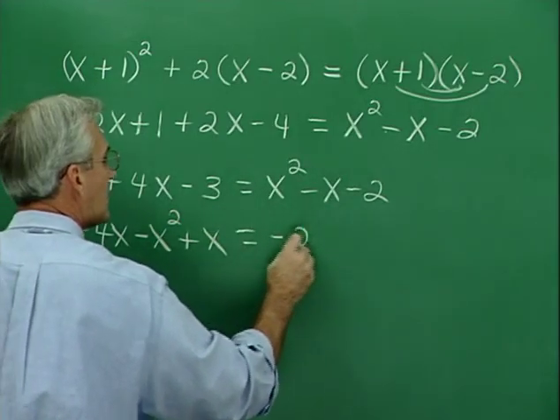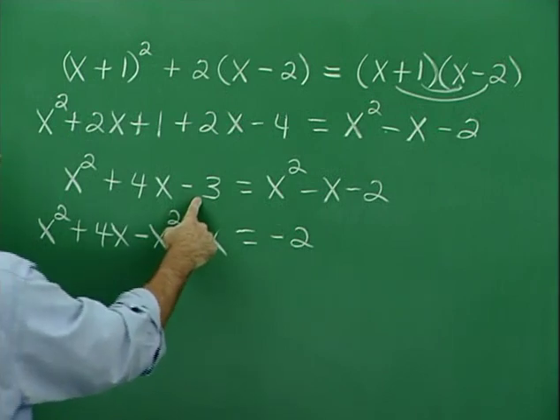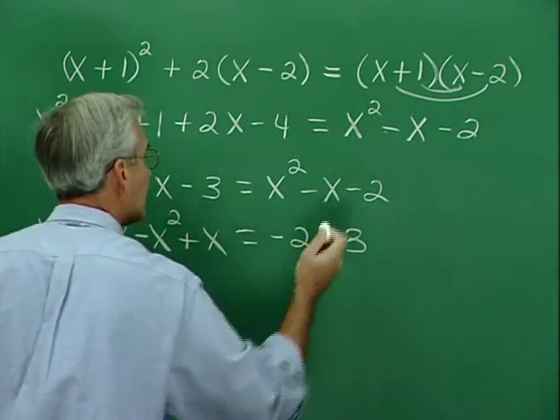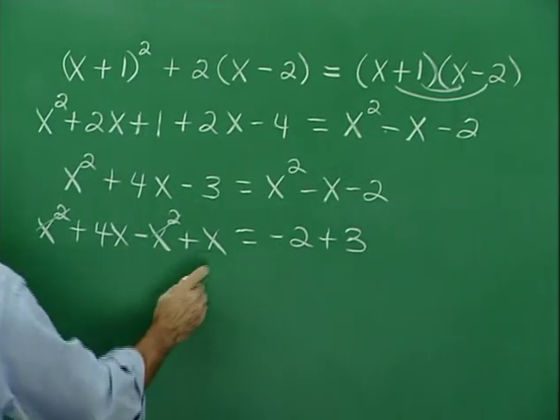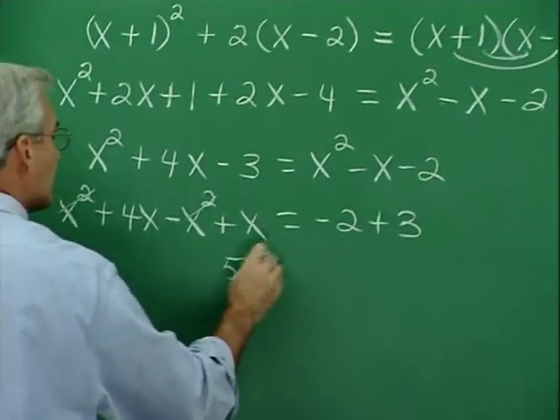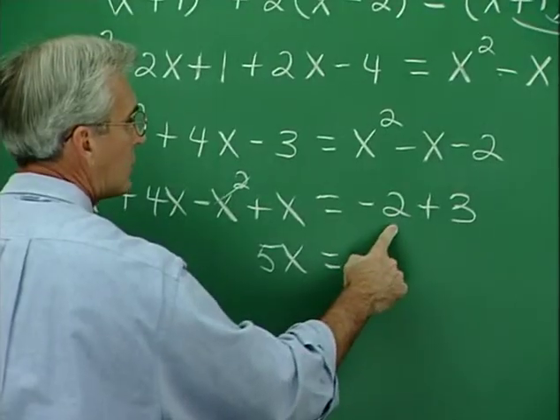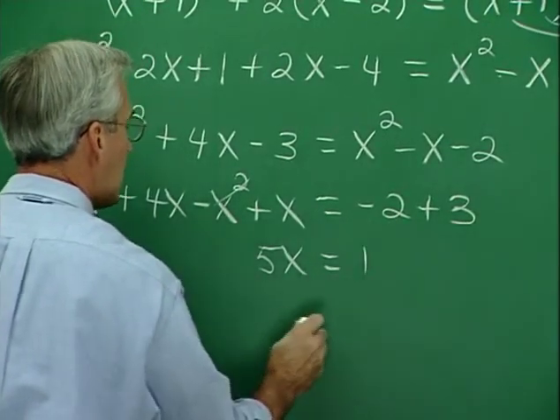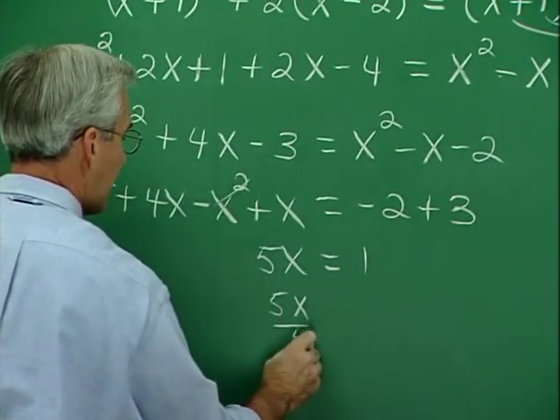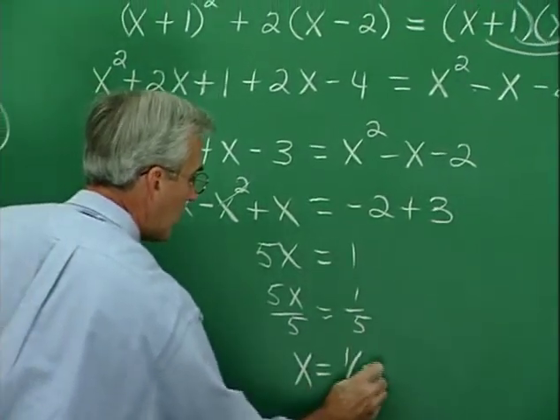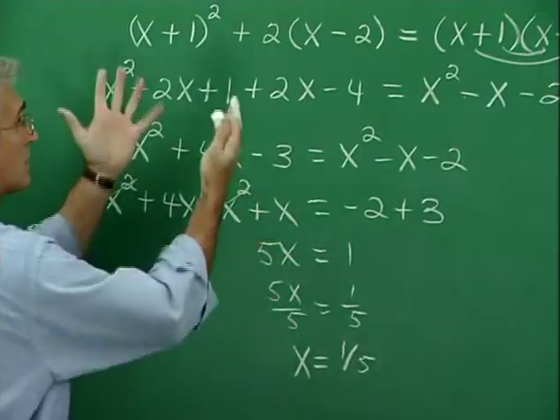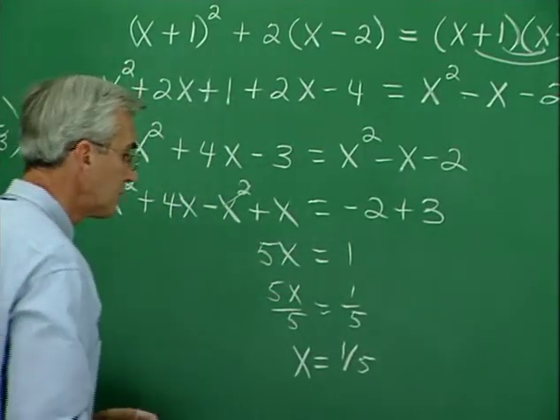And then on the right I have the negative 2. I'm going to clear this negative 3 by adding 3 on both sides, giving us this. And now collecting, these x squares go out. 4x plus x is 5x. And on the right, negative 2 plus 3 is 1. And dividing on both sides by 5, I find x to be 1/5. And once again, we could go through the process of checking.